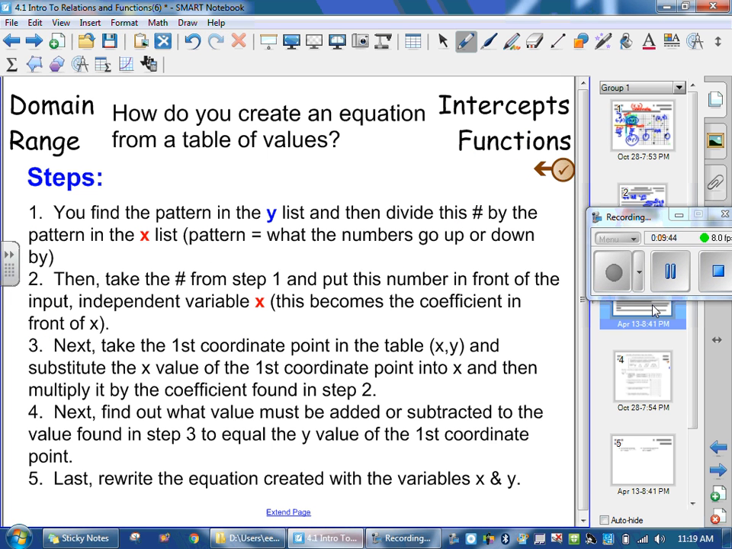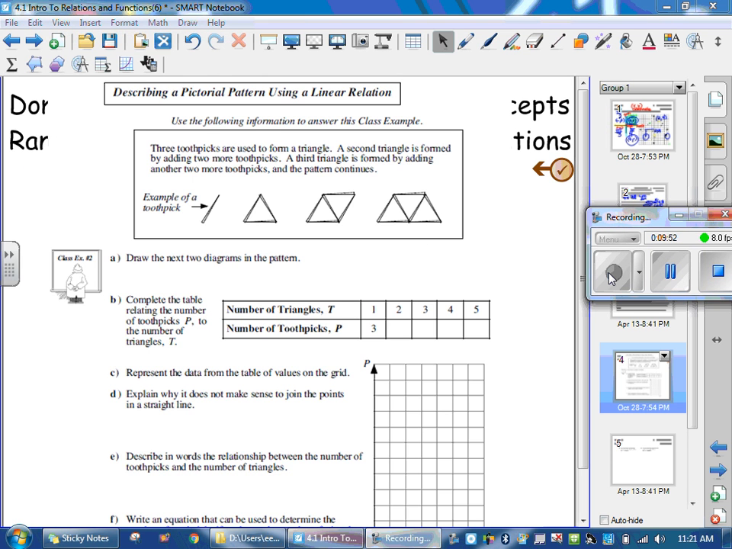I want you to read this page. This one's trying to tell you about how we graph equations from tables of values. So give that a read, and we're going to go through it. Now we have our toothpick example here. So it says we have 3 toothpicks that are used to form a triangle. A second triangle is formed by adding 2 more toothpicks.